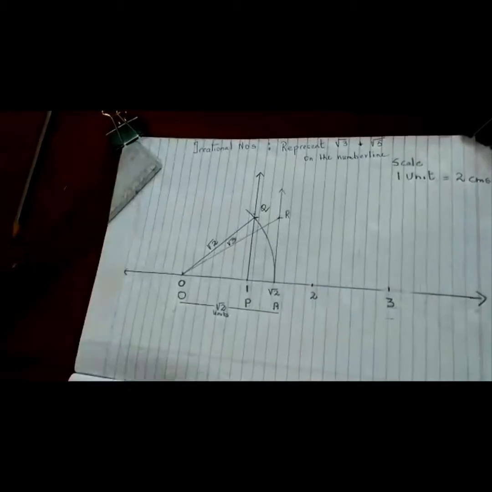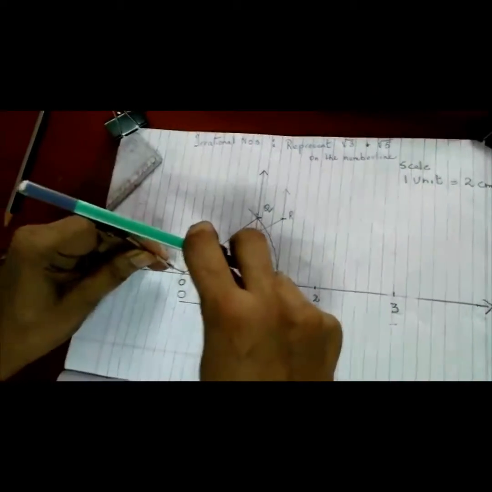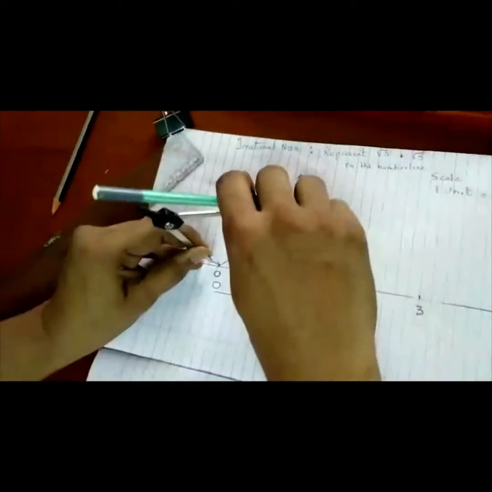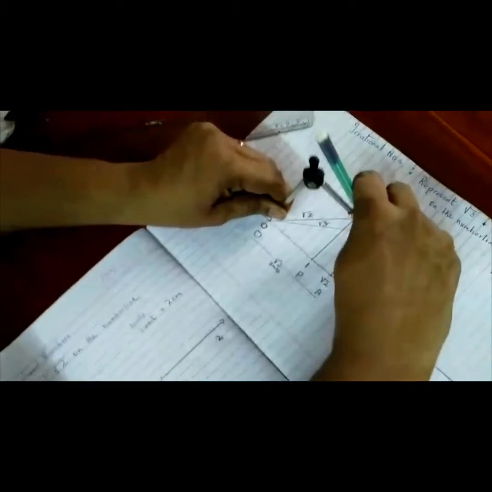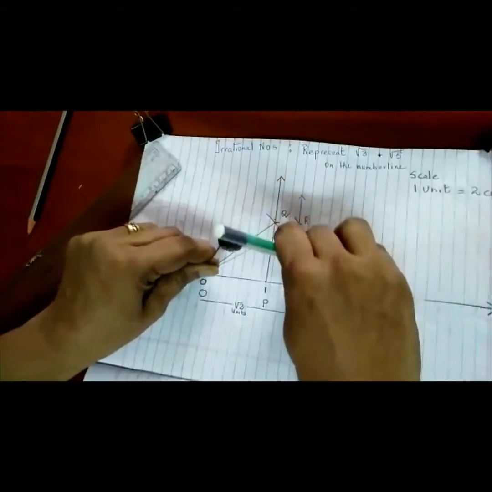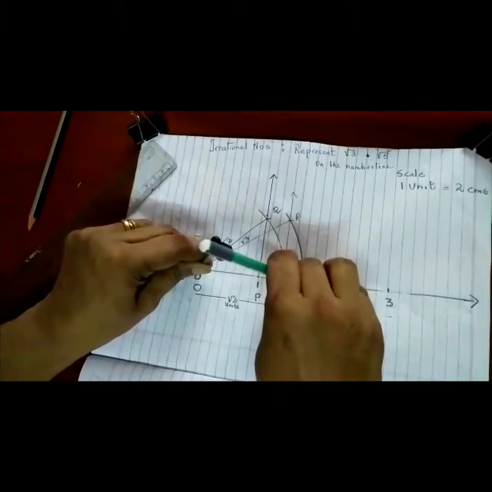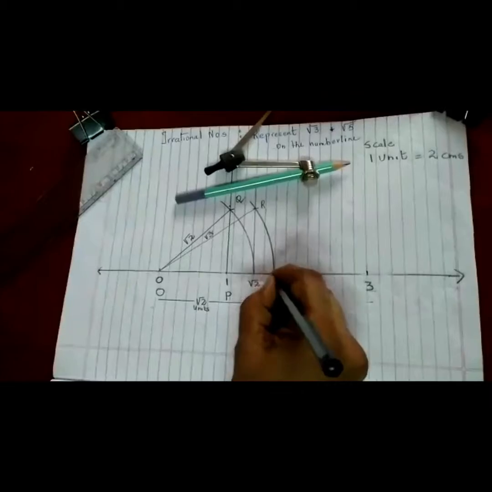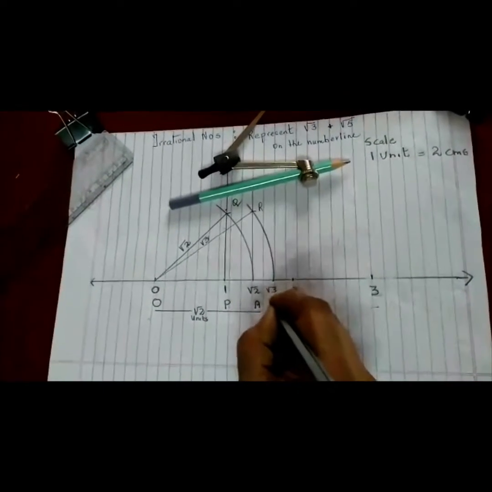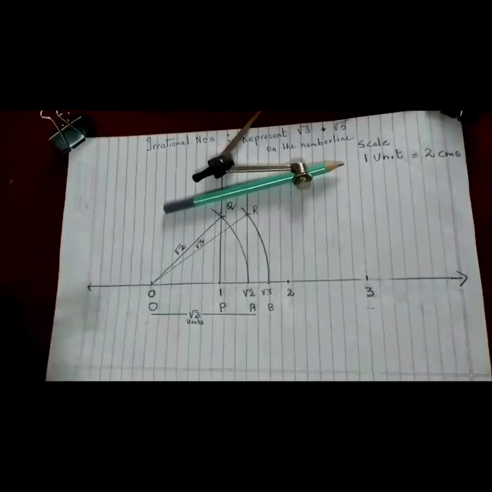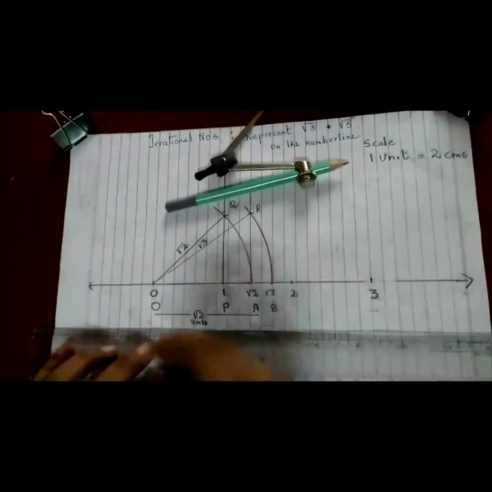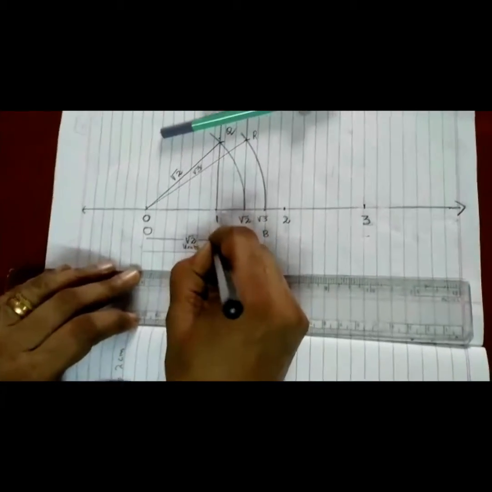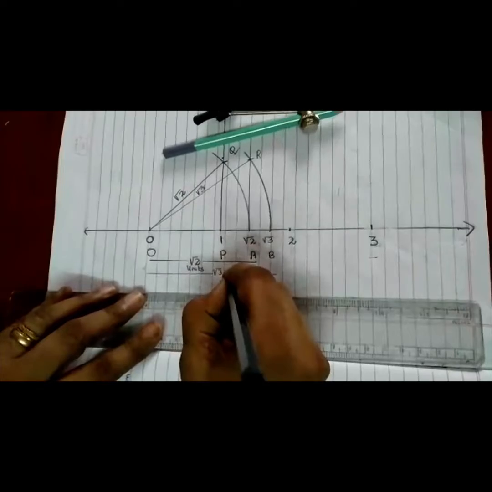Now with a compass, O center and radius equal to OR on the number line, make an arc. Now this is root 3. We shall mark it as B. Now the distance from O to B is root 3 units.